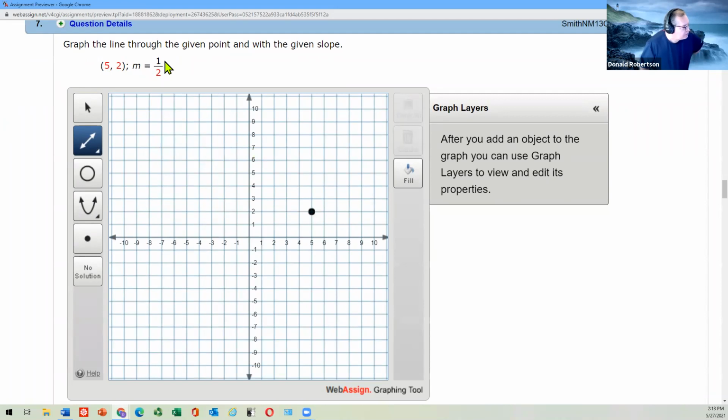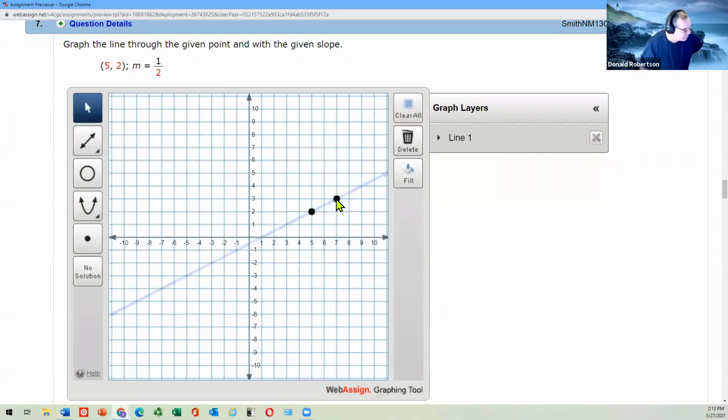Now, 1/2. Rise is 1, run is 2. So from here, run 2, rise 1. There's your answer. That makes sense? Start at the coordinates and then do the rise over run thing.